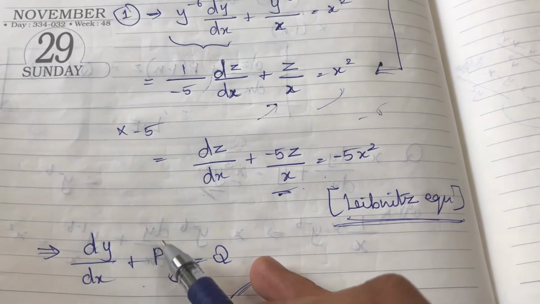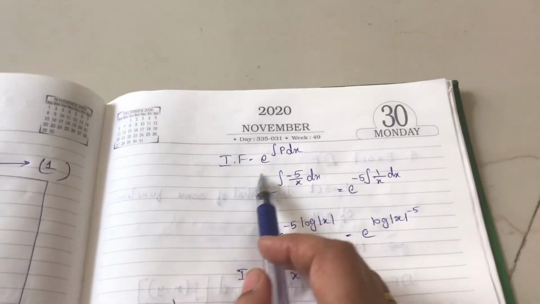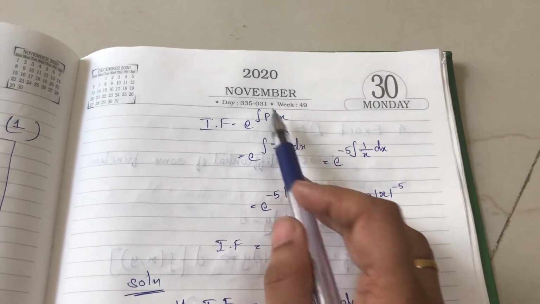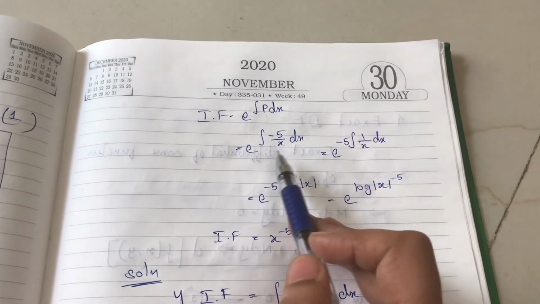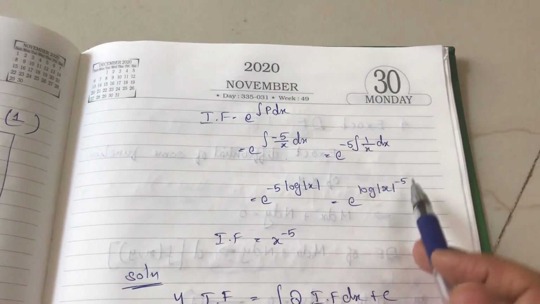After that, we need to take the integrating factor, right? What is that? Integrating factor is nothing but e power integral p dx, right? So p is what? Minus 5 by x. So I am taking minus 5 outside. So this will become log x.